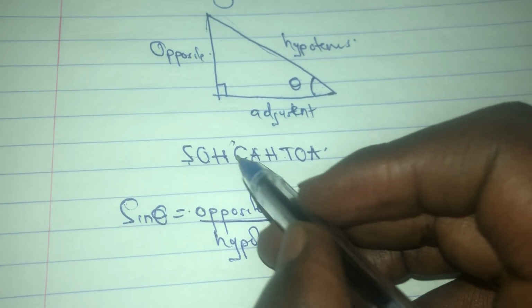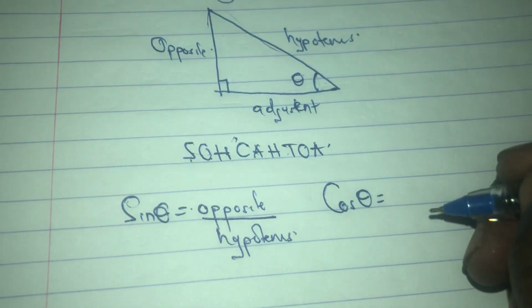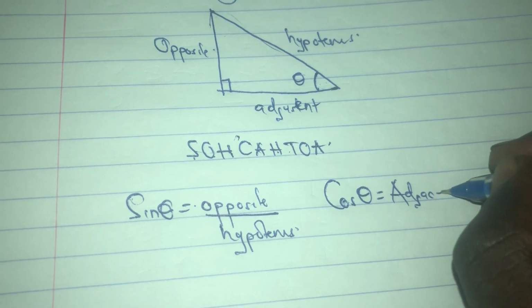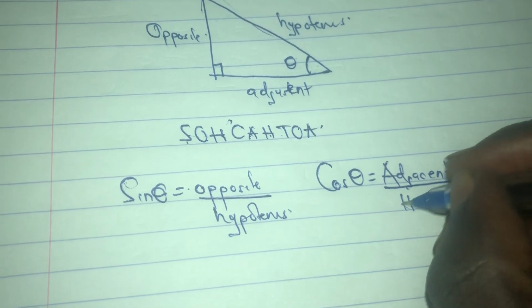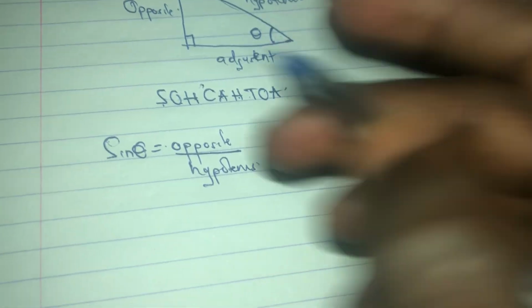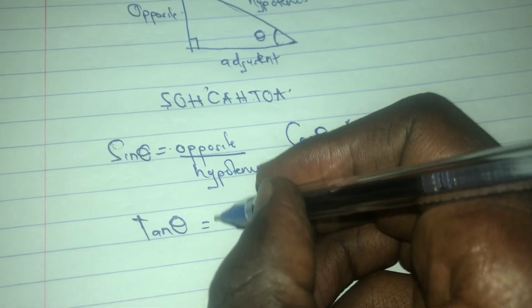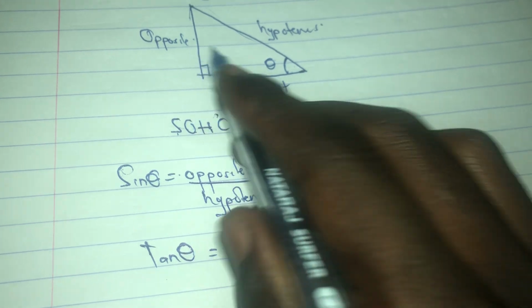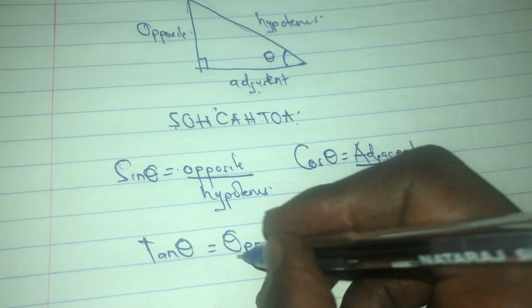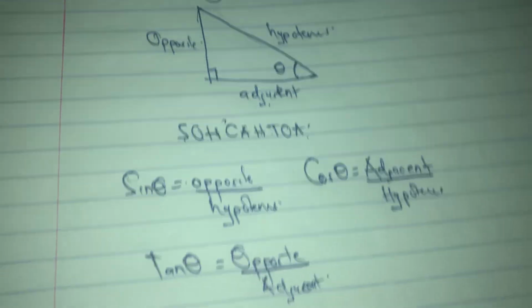Next is CA. This C stands for cosine, so it is cos theta, which is adjacent over hypotenuse. Then the next one is TOA. That is the tangent, which is tan, is equal to opposite over adjacent, this over this, opposite over the adjacent. That is it.